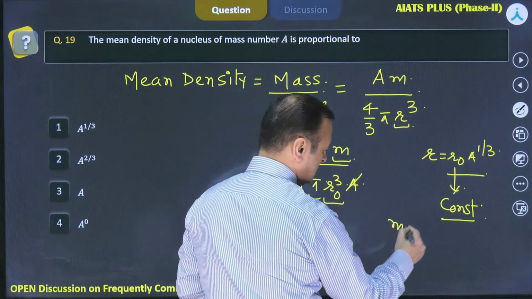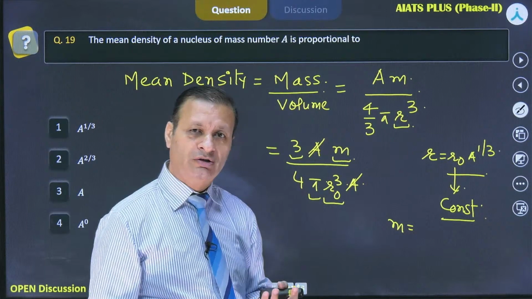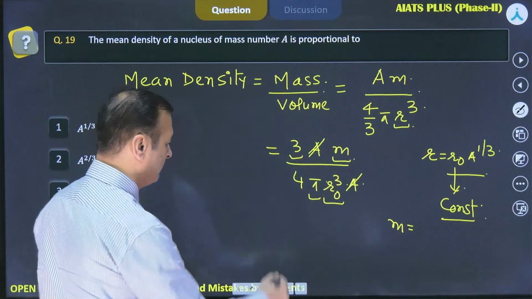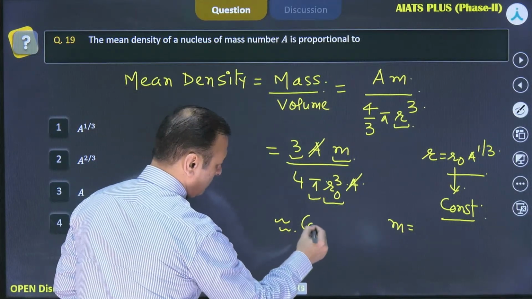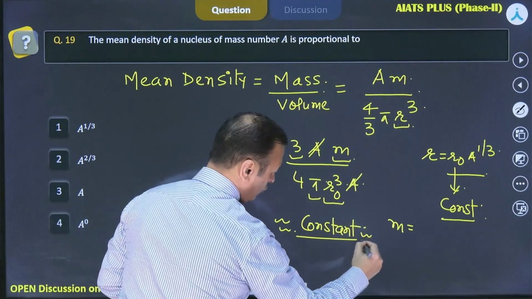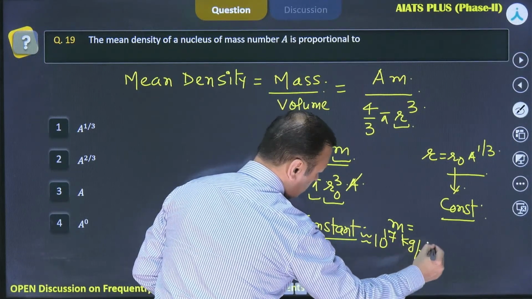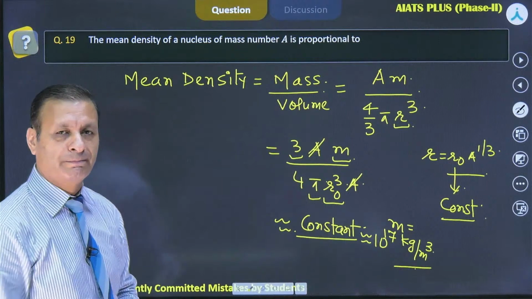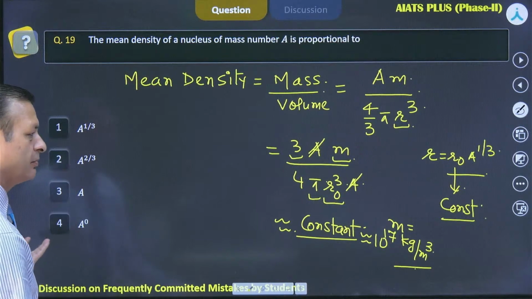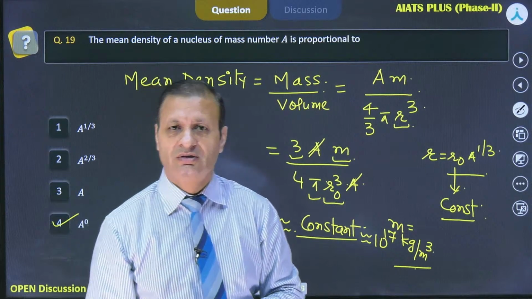Mass of nucleon, basically this is the mass of what? Either your proton or neutron. So that is also fixed, and mass of proton or neutron is taken as the same. So this density is primarily constant, and this is of the order of 10 to the power 17 kg per cubic meter. Got it? So the question is proportional to what? It's not proportional to anything, it's a constant. Got it?